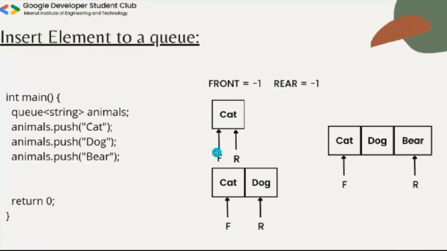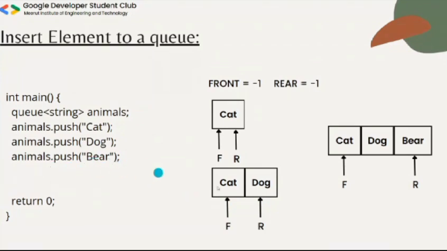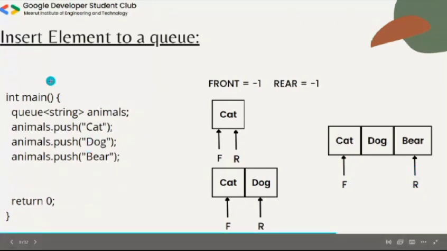And the moment I inserted cat, both my front and rear are pointing to this cat. In the second line, I'm adding dog here. So what happens? My rear will now point to dog, but my front will remain at the same place. And in the third line, I'm adding animals.push bear, which means now I'm adding bear. Now my front is still at cat, but my rear will now point to bear. So this is the code for inserting an element to a queue.